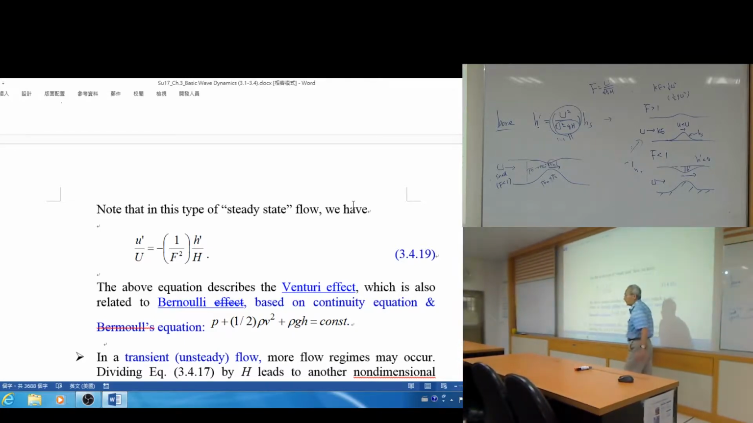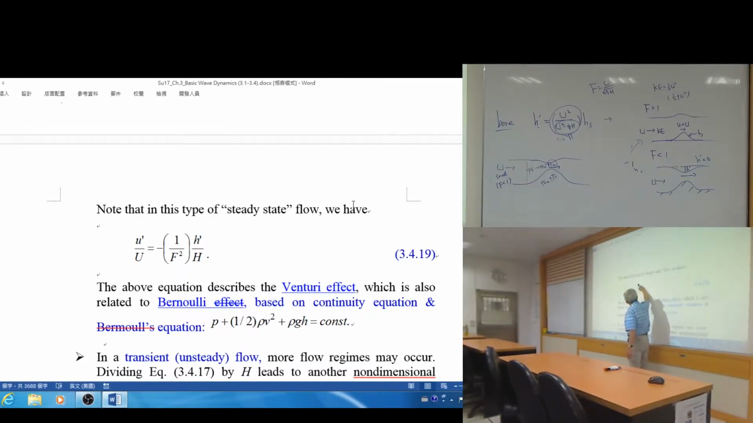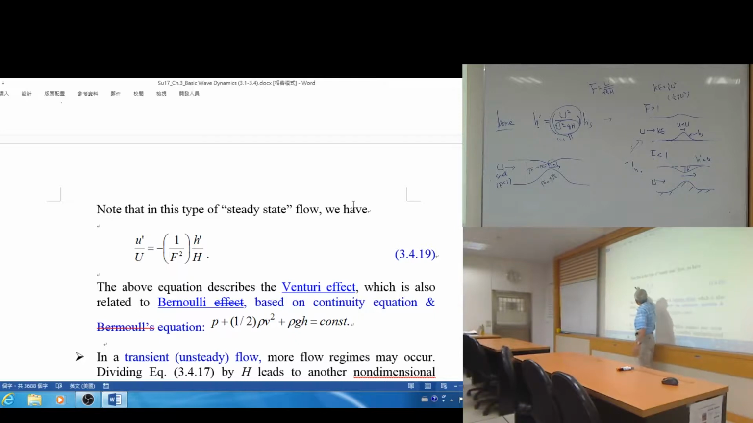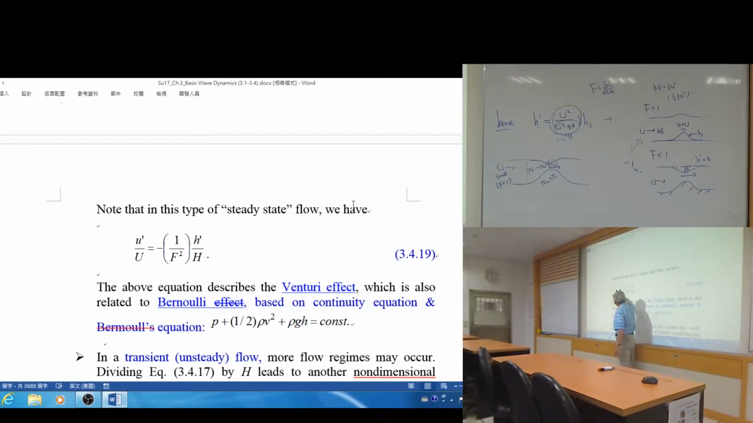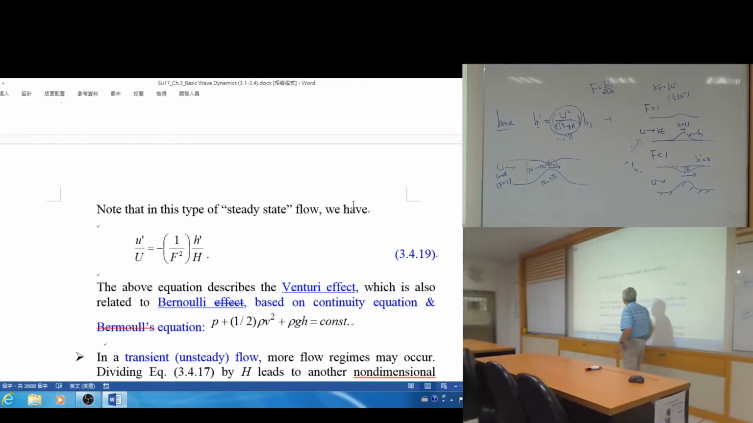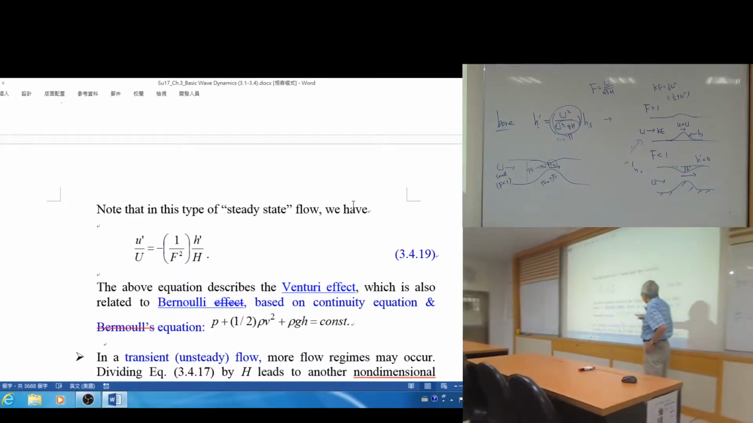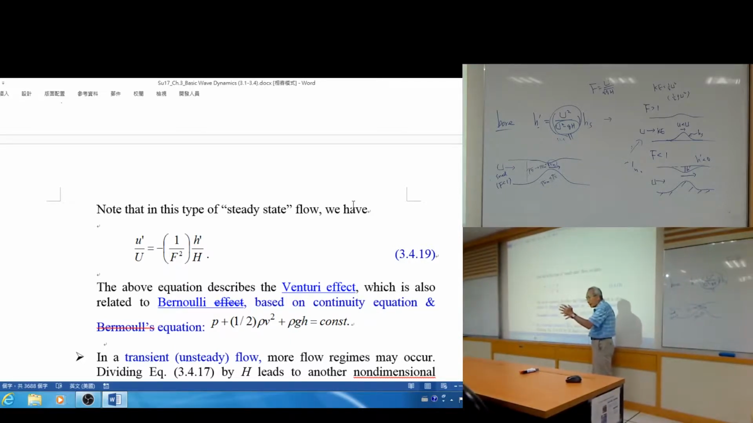They are related in a way, because the Venturi effect is when you have h, your height. If you increase speed, you decrease the height; you decrease the speed and then you increase the height. That is basically based on this equation: you have pressure, kinetic energy, and potential energy, and all together is constant.